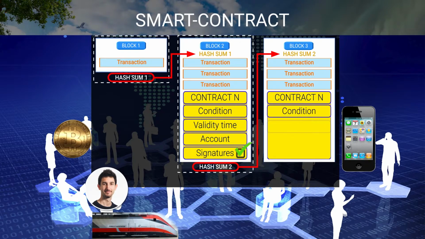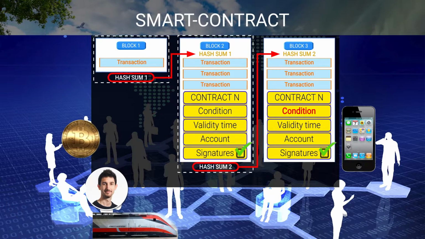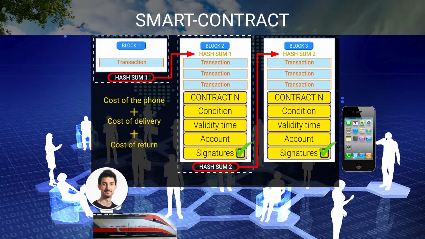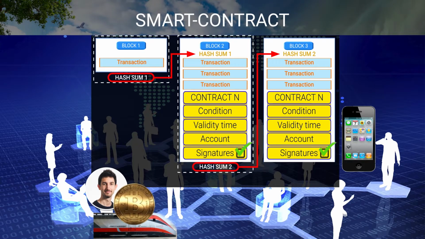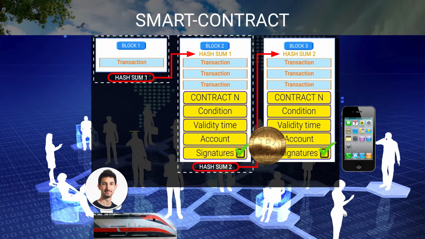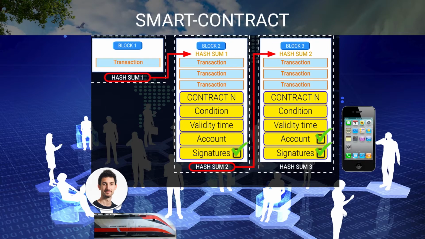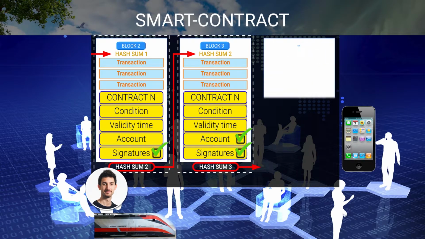According to contract terms, the buyer makes a deposit of a cryptocurrency sum equal to the mobile phone price plus delivery and returning price. The participant who takes delivery responsibilities makes a phone price deposit. After the block is closed and added to the blockchain, the contract gets paid status.